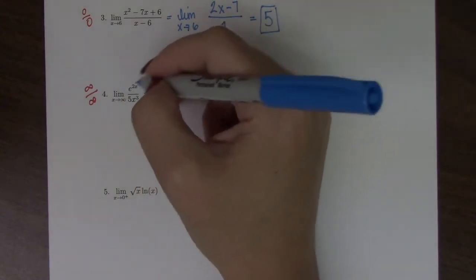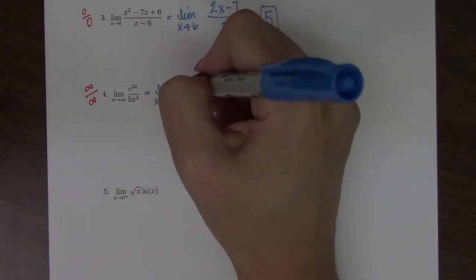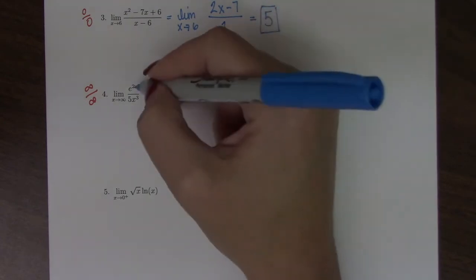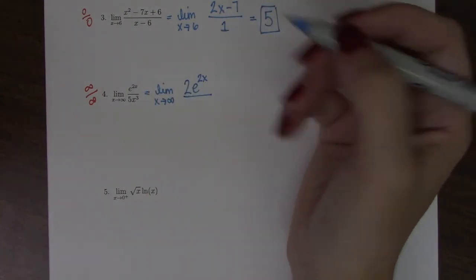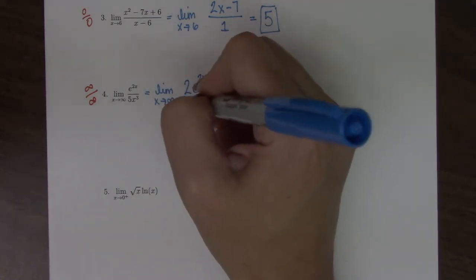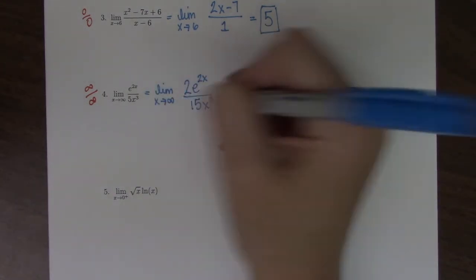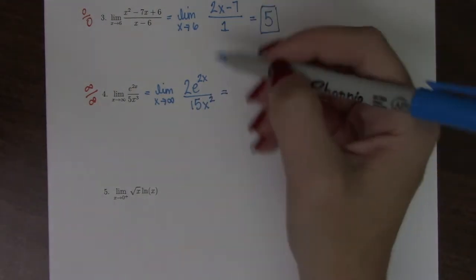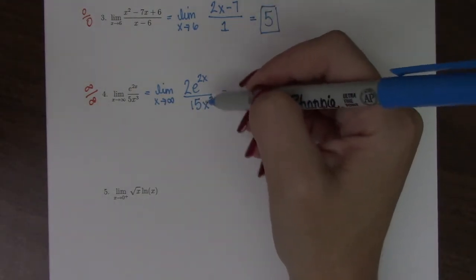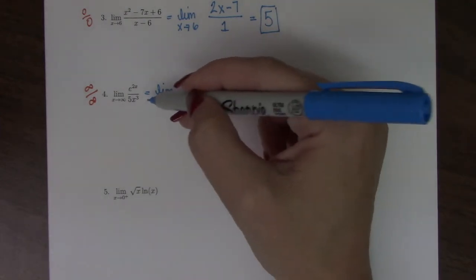The derivative of the numerator is e to the 2x times the derivative of 2x, so it's just 2e to the 2x. The derivative of the denominator is 15x squared. Now if I check it again, I'm still at infinity over infinity. And you can kind of see what's happening.